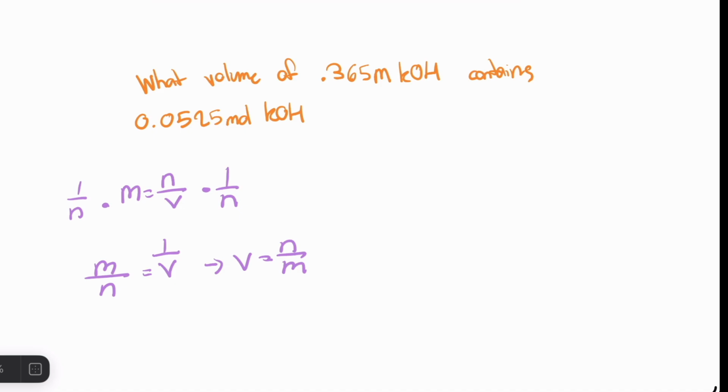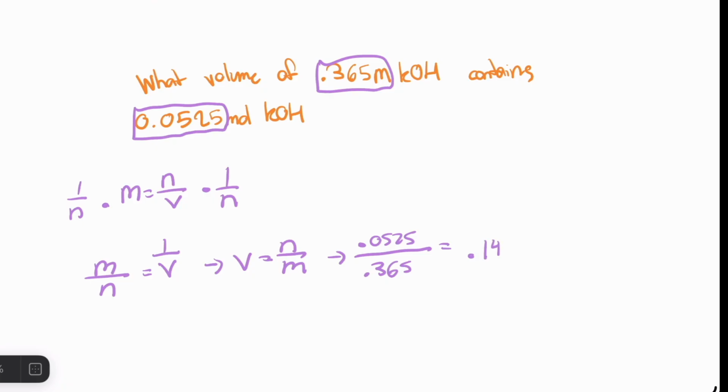Now V is all by itself, and we can plug in our values. We're given 0.365 molar, that's our M, and we're given 0.0525 moles. So we can put 0.0525 moles divided by 0.365 molar, and that will give us a final volume of 0.144 liters.